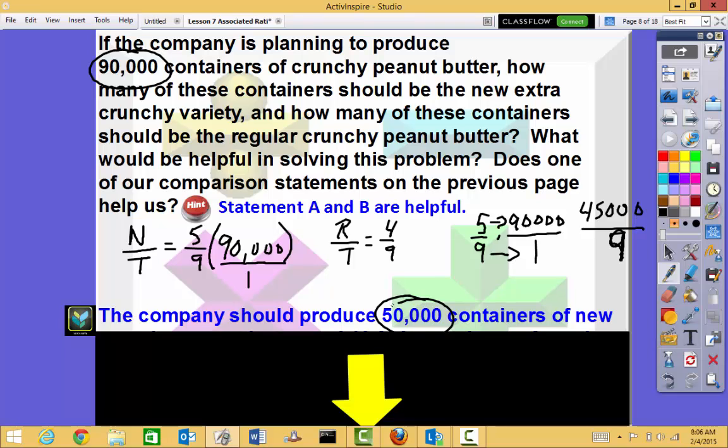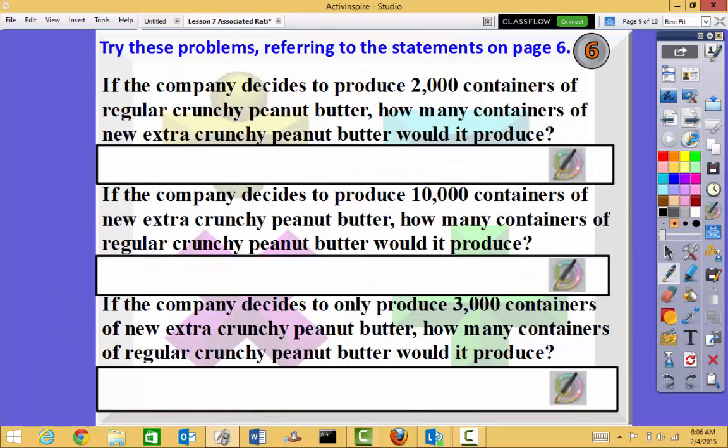Your job is to tell me how many regular containers should they make. How many regular containers should they make? Making 50,000 new, how many regular should they make? Answer this on Socrative. If you need to pause the video, make sure you unpause it after we're done.